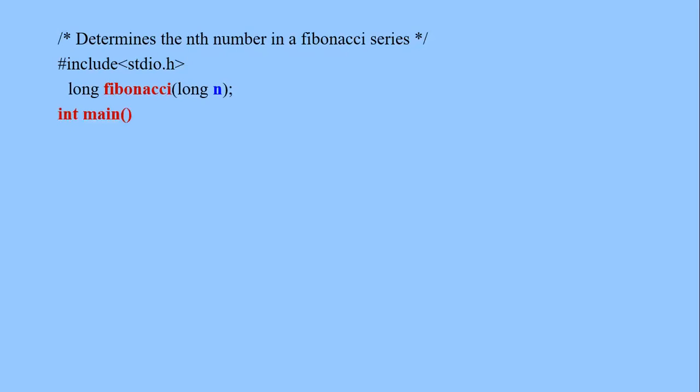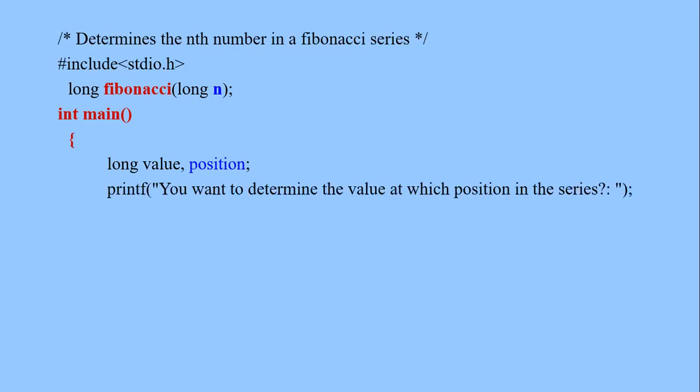So we have the main function. We declare two variables of type long. One is called value, the other one is position. Then we request the user to enter a value. So you want to determine the value at which position in the series. So we want to find out a value in a certain position as the user will enter. So the user is supposed to enter a position. That value will be read and stored in the memory location called position.